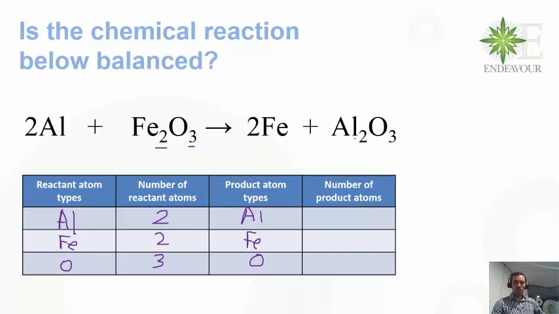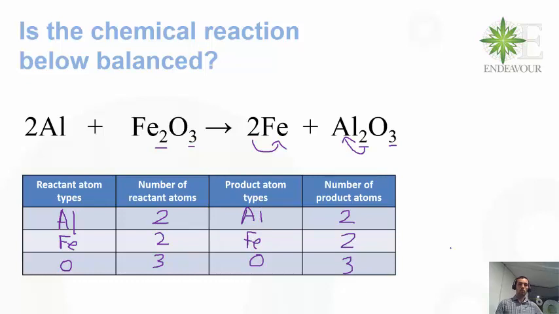For the product side, let's look at the aluminium first. So the 2 after the Al, what does that tell us about how many aluminiums there are? So there's 2 aluminium atoms in that molecule. The 2 in front of the Fe tells us that we've got 2 lots of 1Fe. So there's a 2 there as well. And the 3 after the oxygen tells us that we've got 3 oxygens.